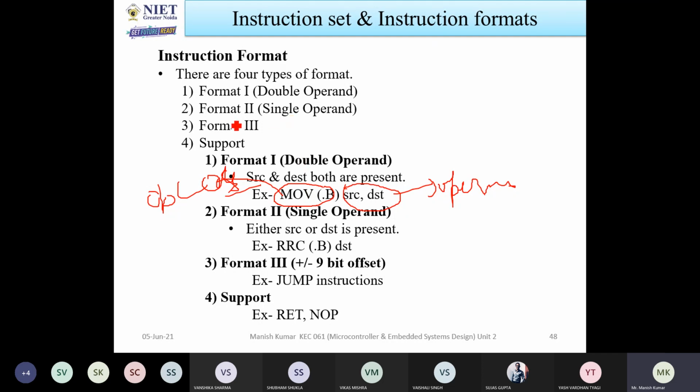But when I take format 2, only a single operand will be there. It means there is no need for 2 registers, only 1 register will be available. Then we will say that this is format 2.